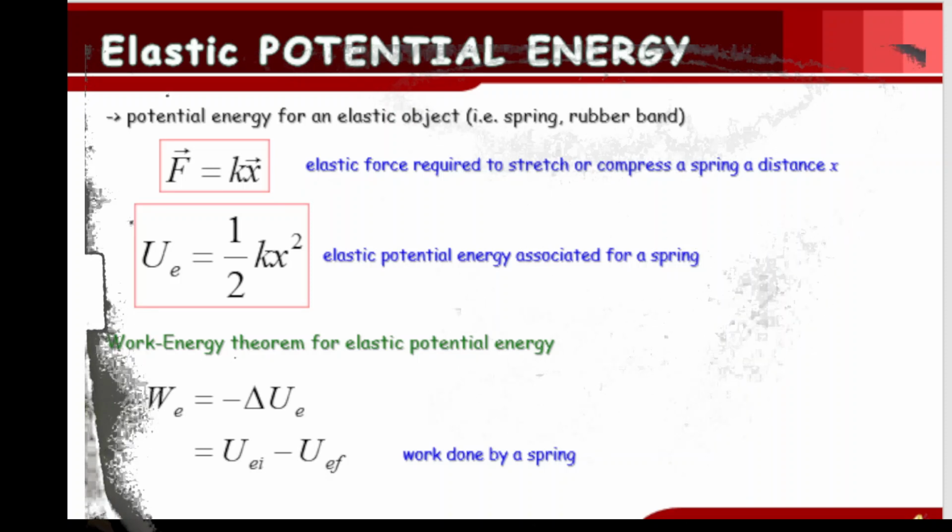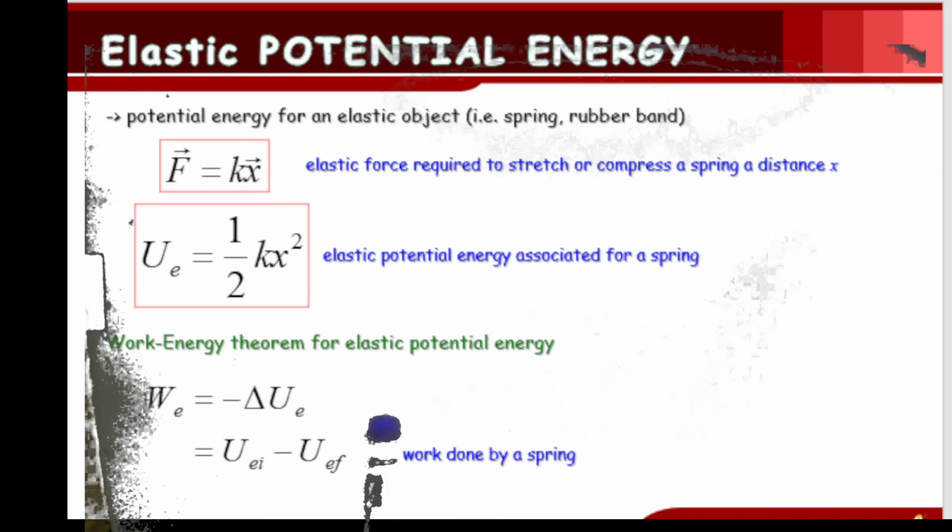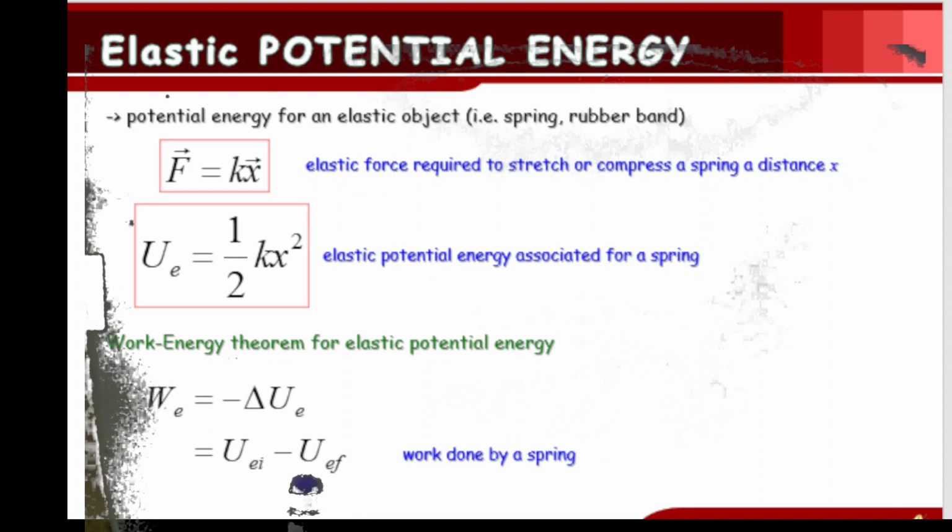Okay. Now, the elastic potential energy for springs is expressed as 1 half kx squared. That is 1 half kx squared. And the work energy theorem for elastic potential energy is the same as the work done by gravity, which is initial minus final. Again, we have initial minus final elastic potential energy. So this is now the work done by the elastic bodies such as the spring.